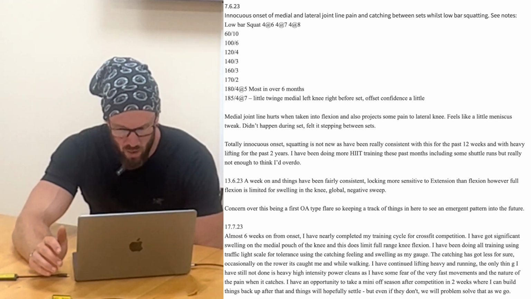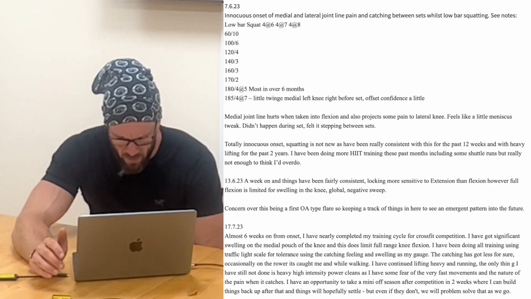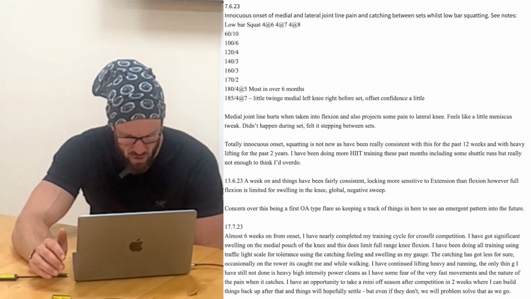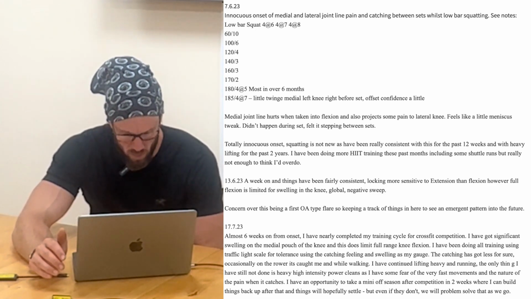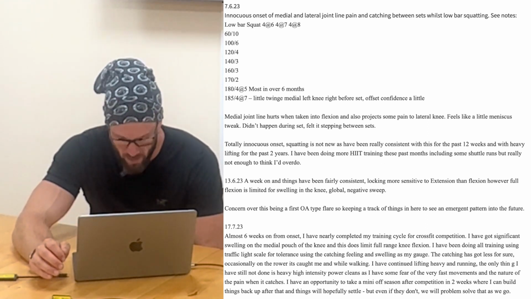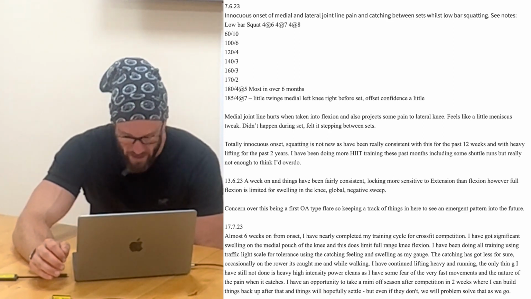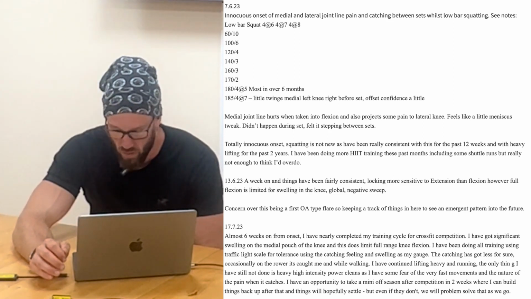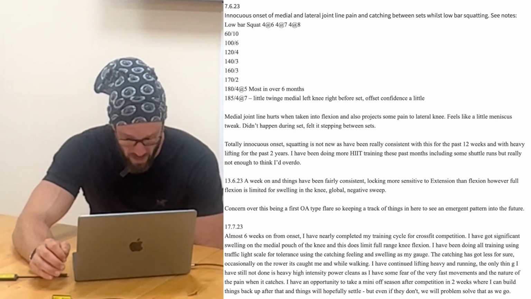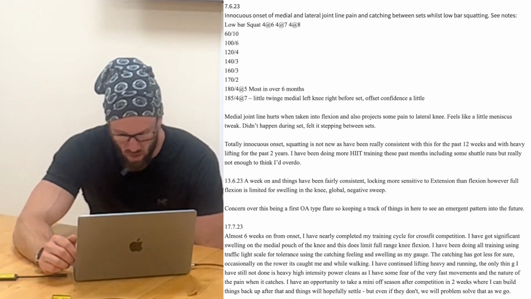Medial joint line hurts when taken into flexion and also projects some pain to my lateral knee. It feels like a little meniscus tweak. It didn't happen during the set. Felt it stepping between sets. Now, I'm a healthcare professional and I'm almost reasoning to myself the whole time, trying to make sense of what's going on. If you're doing a good job in just capturing what's happening when you're training, what you're actually doing for your healthcare professional is providing a really good history that will help them to do this reasoning for you.